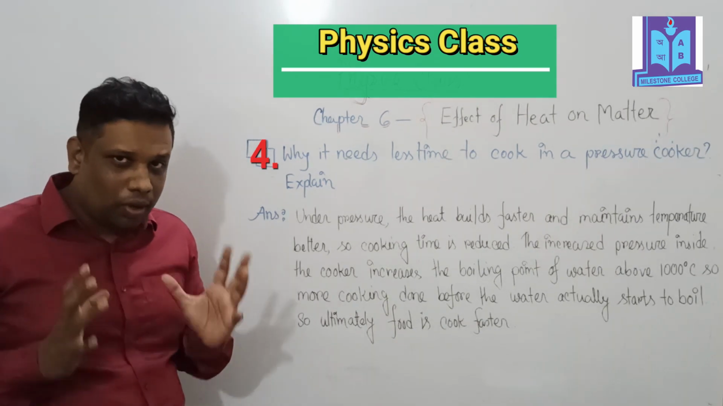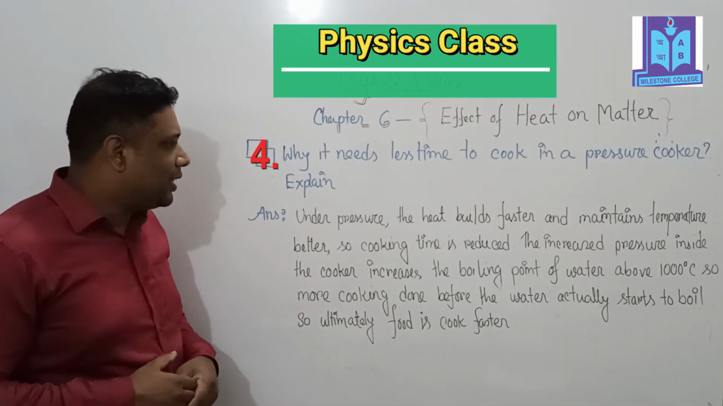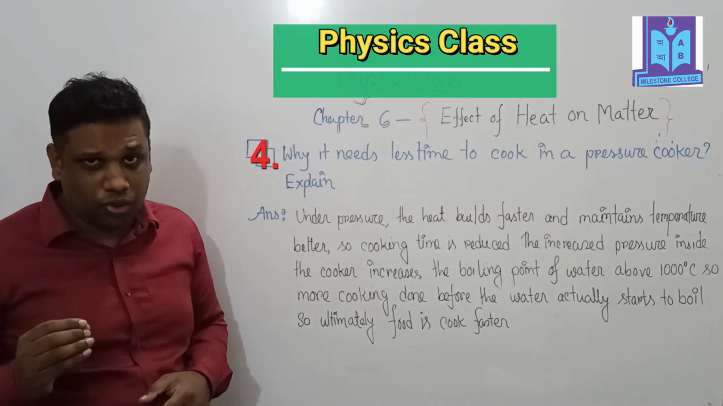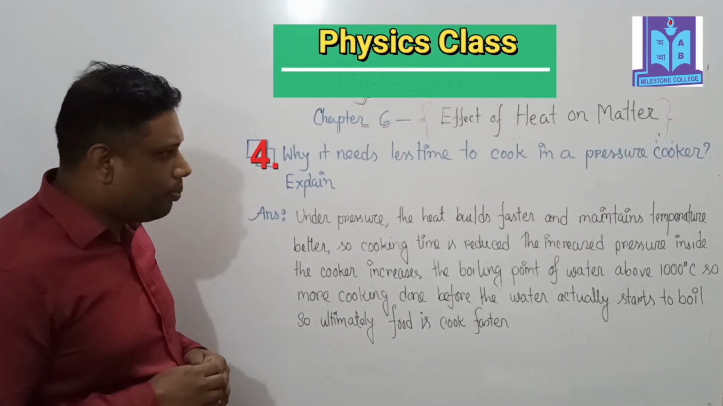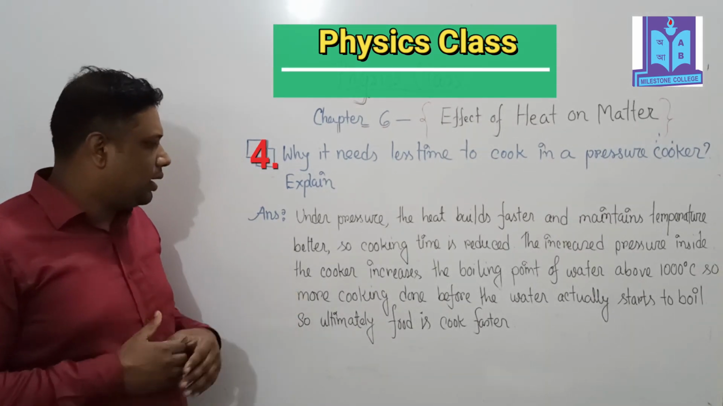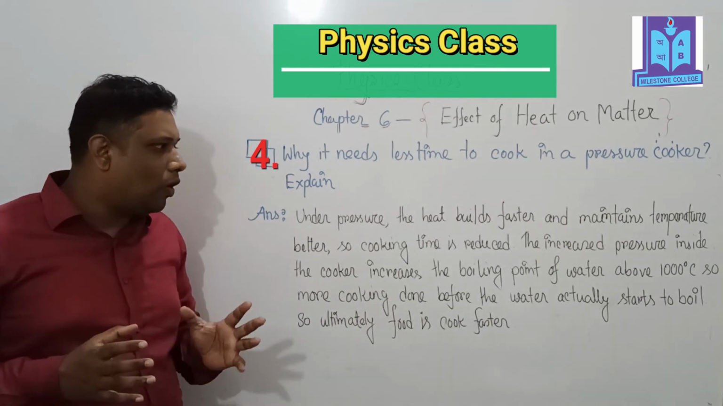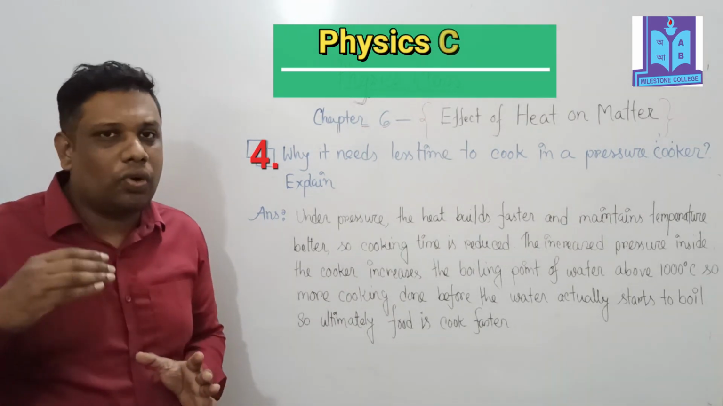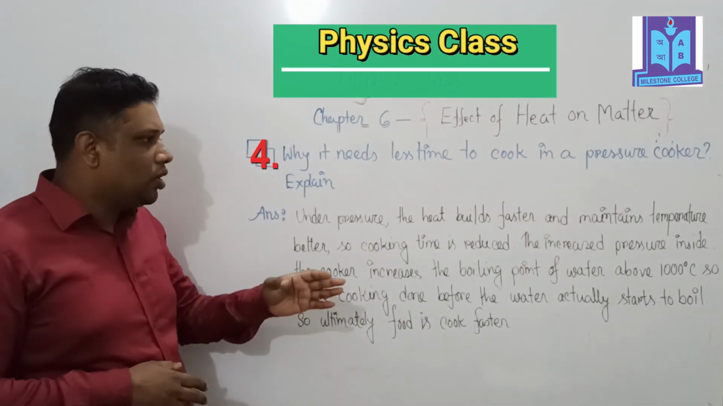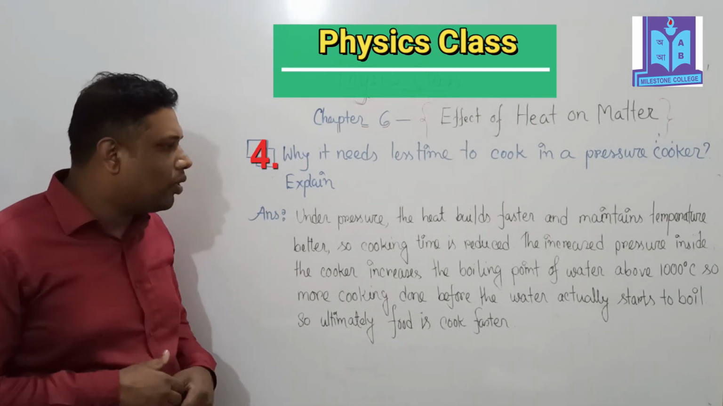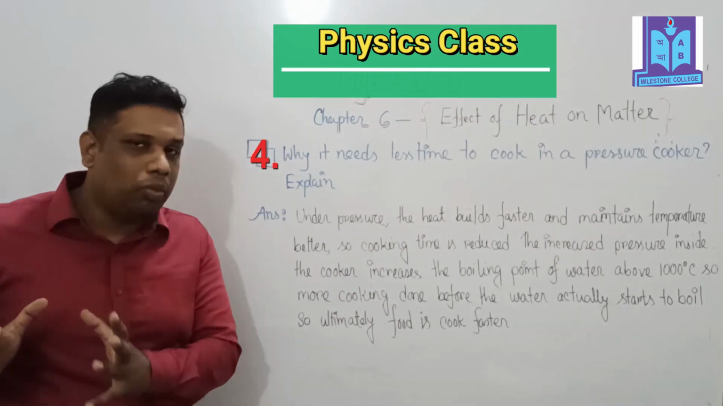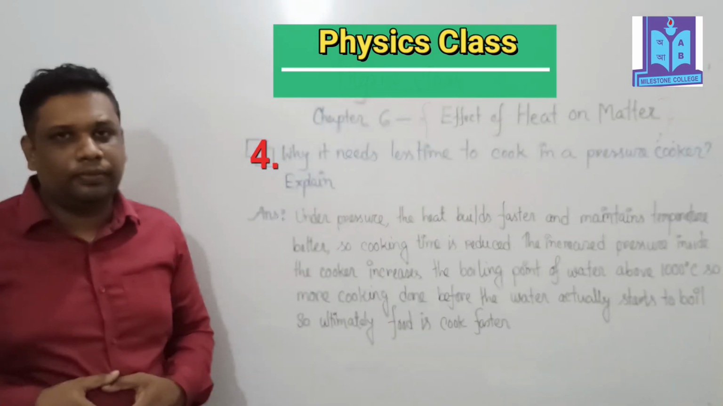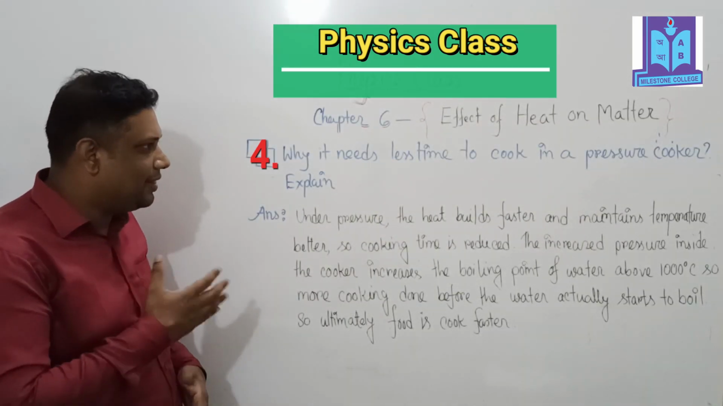So I repeat again the whole answer, which is under pressure the heat builds faster and maintains temperature better, so cooking time is reduced. The increased pressure inside the cooker increases the boiling point of water above 100 degrees Celsius, or you can write more than 100 degrees Celsius. So more cooking is done before the water actually starts to boil. So ultimately food is cooked faster. So my dear students, this is the answer to this question.